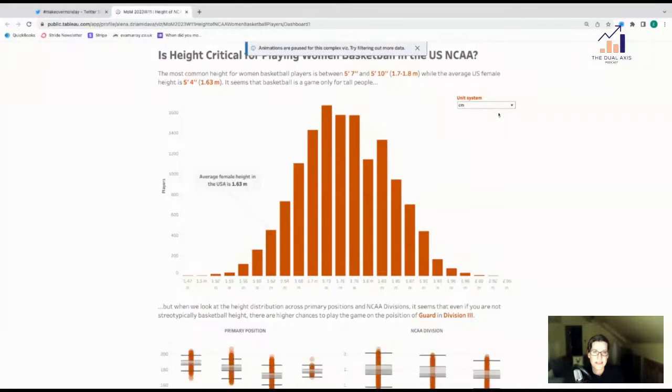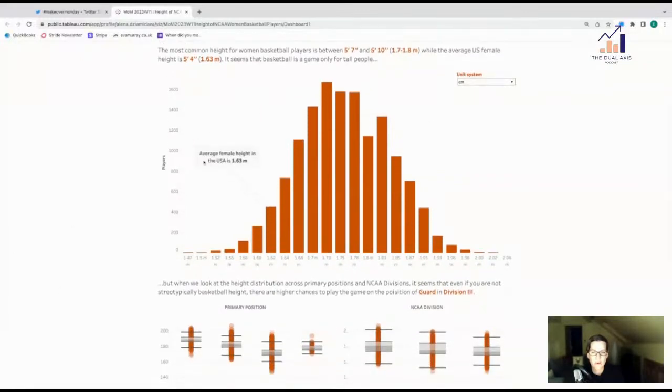So let's switch to centimeters again, just for me, for one. I really like the call out of the average female height as being 163, so that people have a reference point of just how many women who are taller are in those other categories.